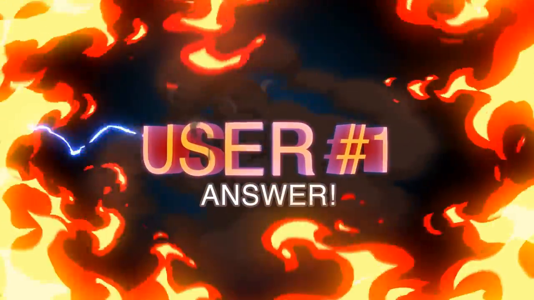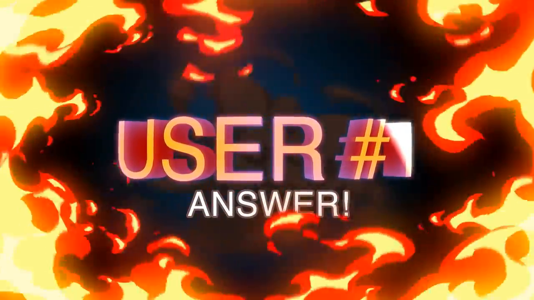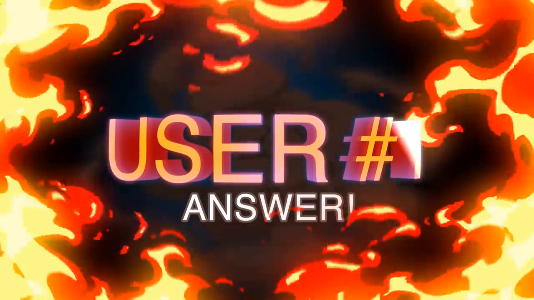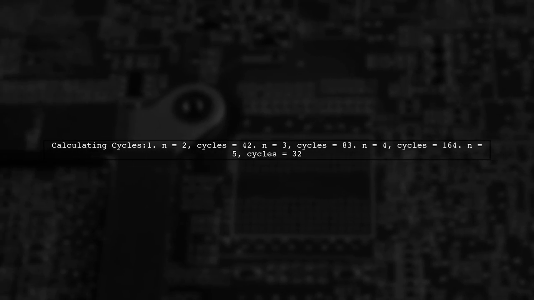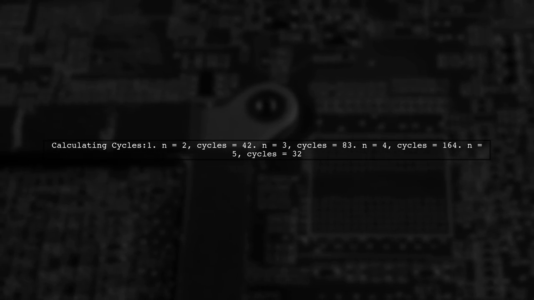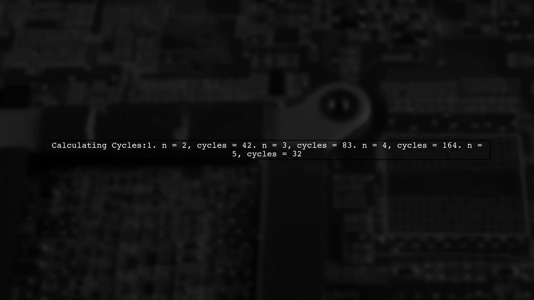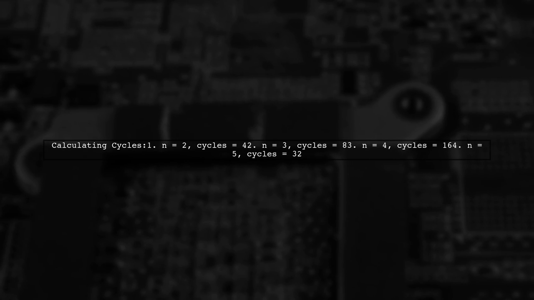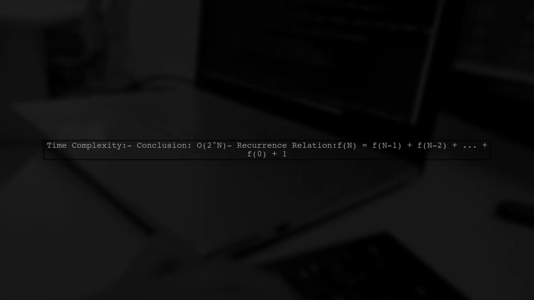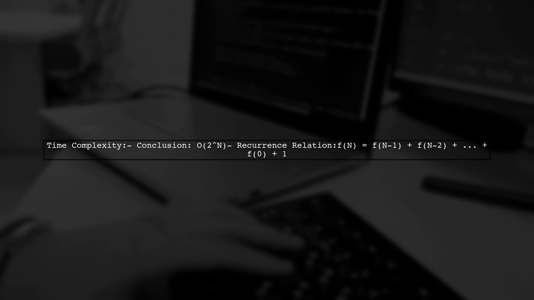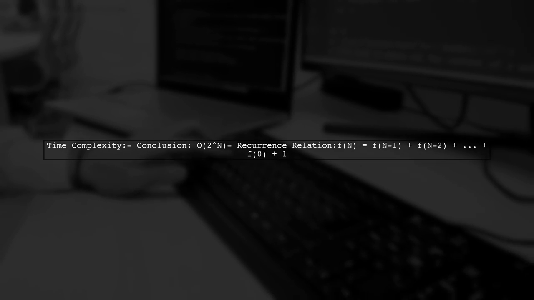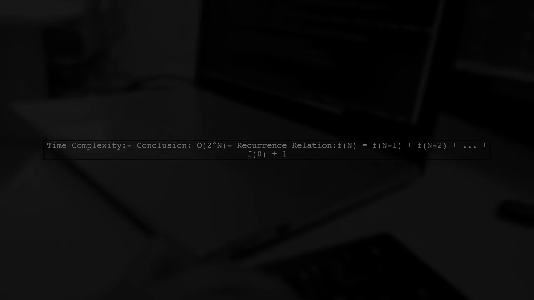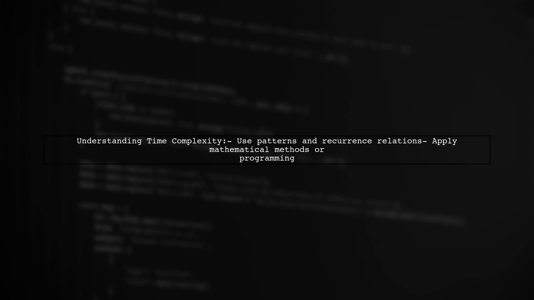Let's now look at a user-suggested answer. The user shares a simple method to determine time complexity. They start by calculating cycles for different values of n, revealing a pattern. From this, they conclude that the time complexity is O(2^n). They also explain it using a recurrence relation. This approach helps in understanding how to calculate time complexity effectively.